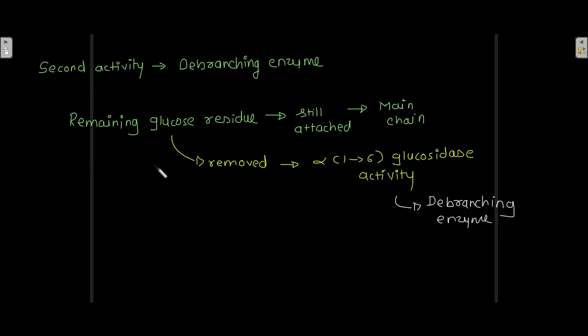Now in the second activity of this debranching enzyme, the remaining glucose residue which is still attached to the main chain is removed by the alpha-1,6 glucosidase activity of this debranching enzyme. So this debranching enzyme shows alpha-1,6 glucosidase activity. By this activity, the remaining glucose residue that is still attached to the main chain is removed.